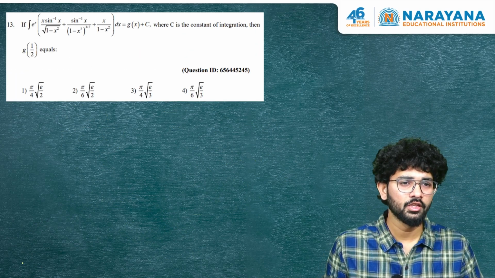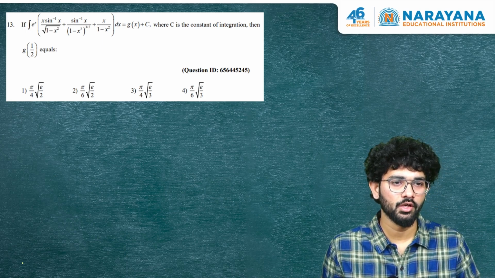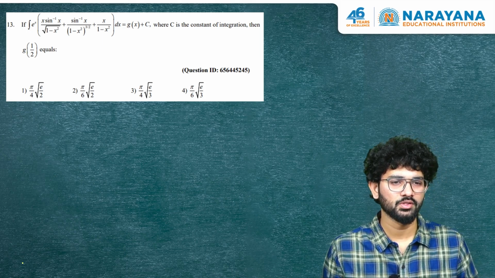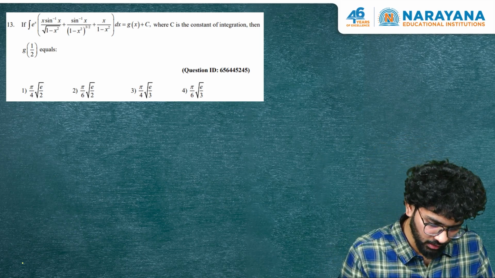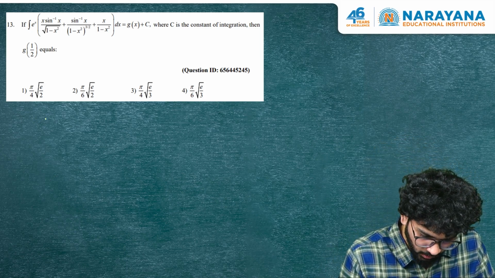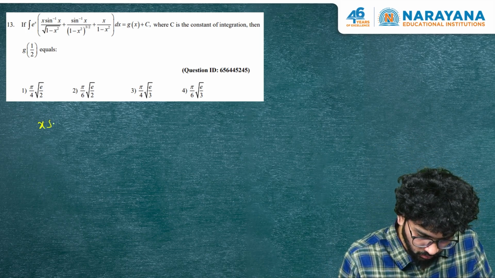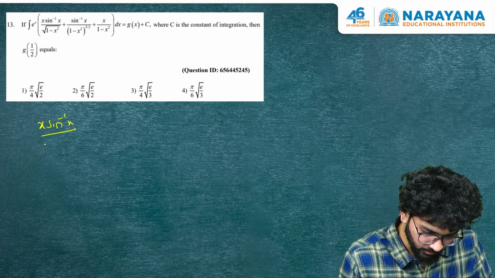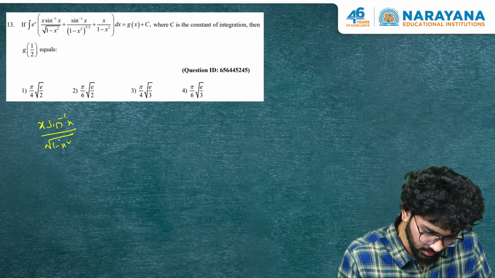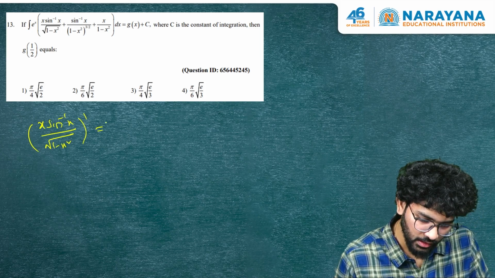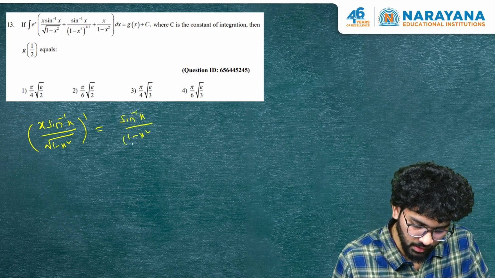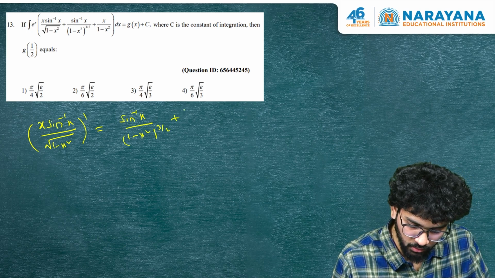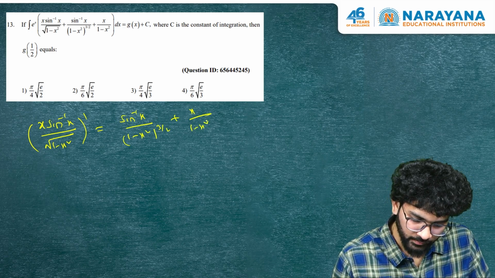So the integral of e^x times [x sin inverse x divided by square root of 1 minus x square plus sin inverse x by (1 minus x square) whole power 3 by 2 plus x by 1 minus x square]. If you carefully observe this, and take the differentiation of x into sin inverse x by square root of 1 minus x square, applying the UV rule, you will get sin inverse x by (1 minus x square) whole power 3 by 2 plus x by 1 minus x square.